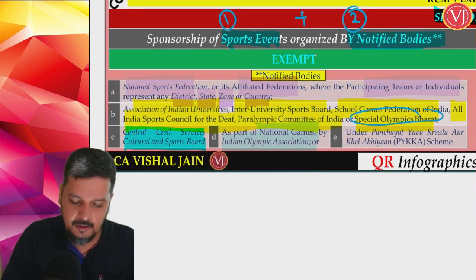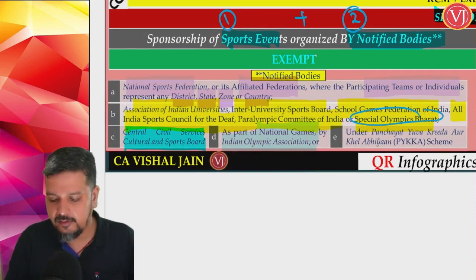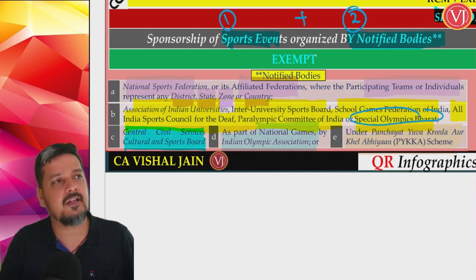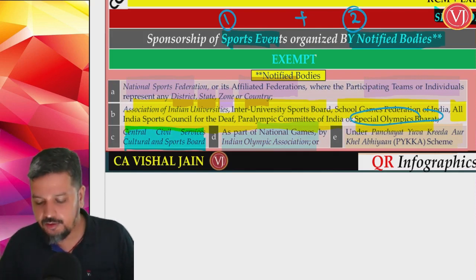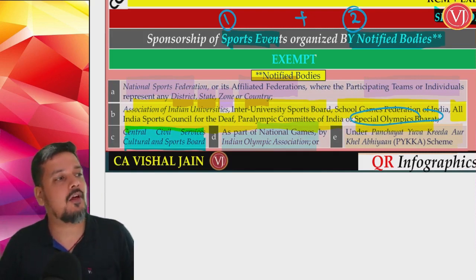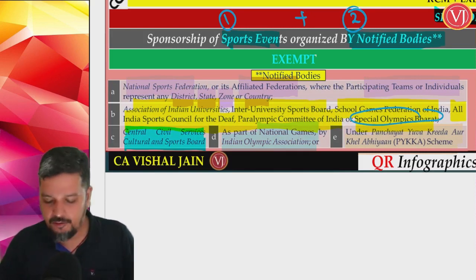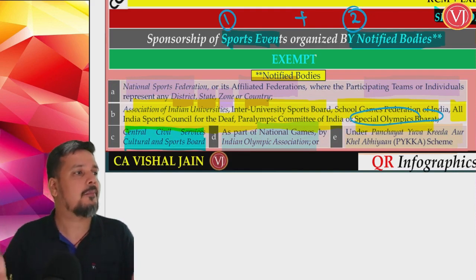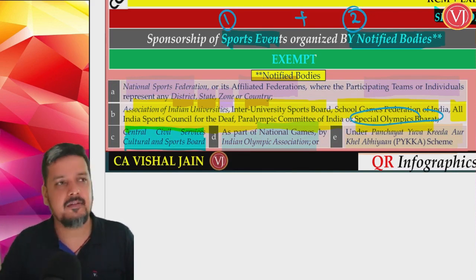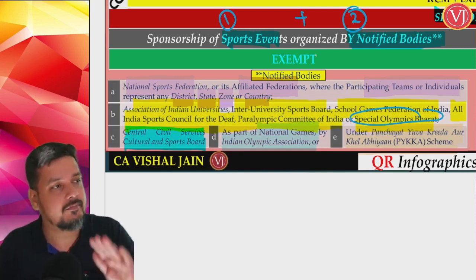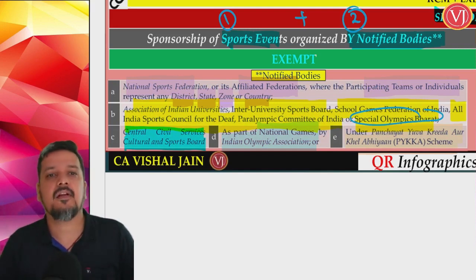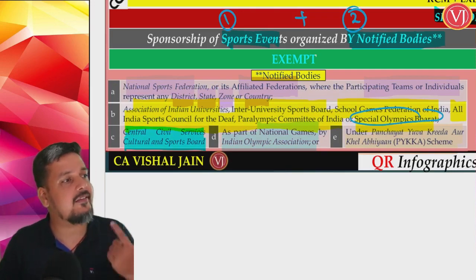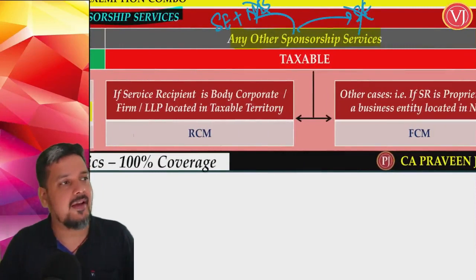And lastly, the sporting event organized under Panchayat Yuva Krida aur Khel Abhiyan. If I translate it, it is village youth promotion of sports: Panchayat is village, Yuva is youth, Krida and Khel are activities and sports, and Abhiyan means program. So these are the notified bodies. Don't try to learn them by heart, be familiar. If sponsorship is for a sports event organized by these 5 notified bodies, then it is exempt. Otherwise, it is always taxable.